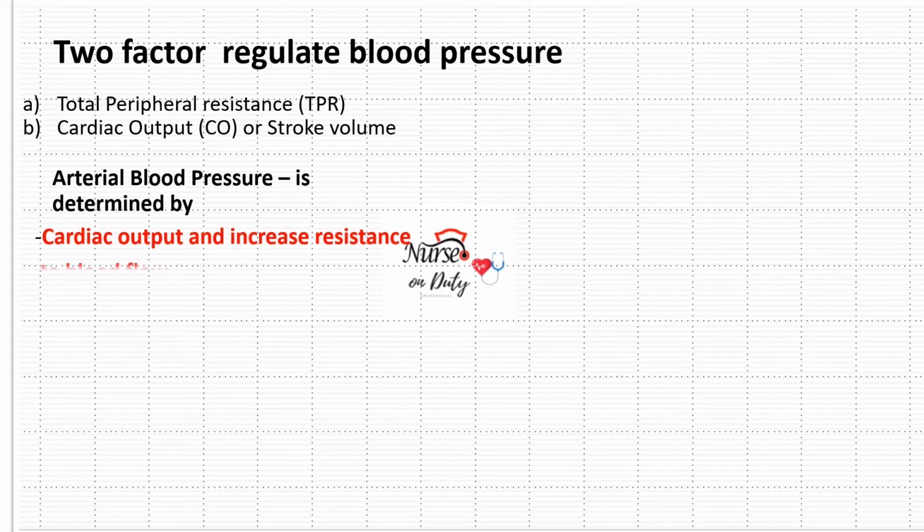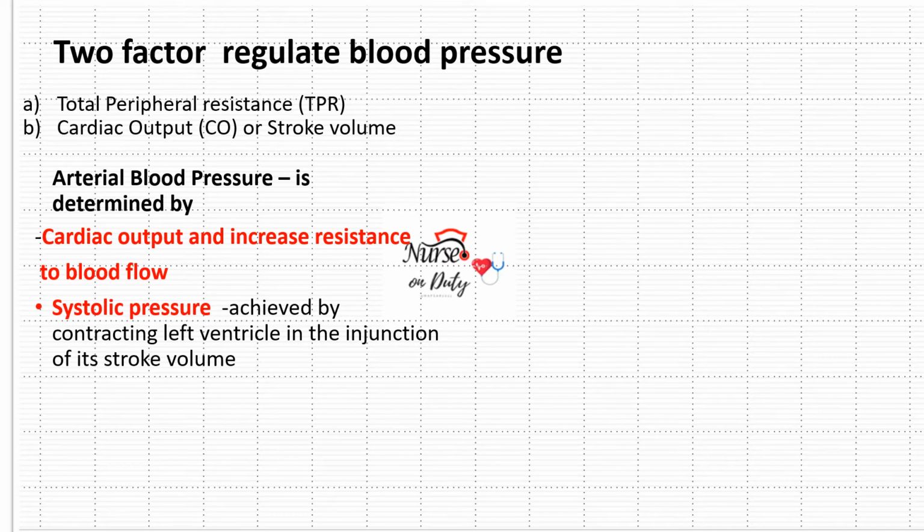So, arterial blood pressure is determined by the cardiac output and increased resistance to blood flow. The key word that we always look for in patients with hypertension, unless it is a secondary hypertension, is vasoconstriction. So, there is what we call systolic pressure. For a BP of 120 over 80, the systolic is the 120. It is achieved by the contracting left ventricle in conjunction with its stroke volume. So, the systolic pressure is the pressure coming from the left ventricle going to the arteries. Okay? That is the systolic pressure. Why is it systolic pressure? Because the arteries are carrying the oxygenated blood.